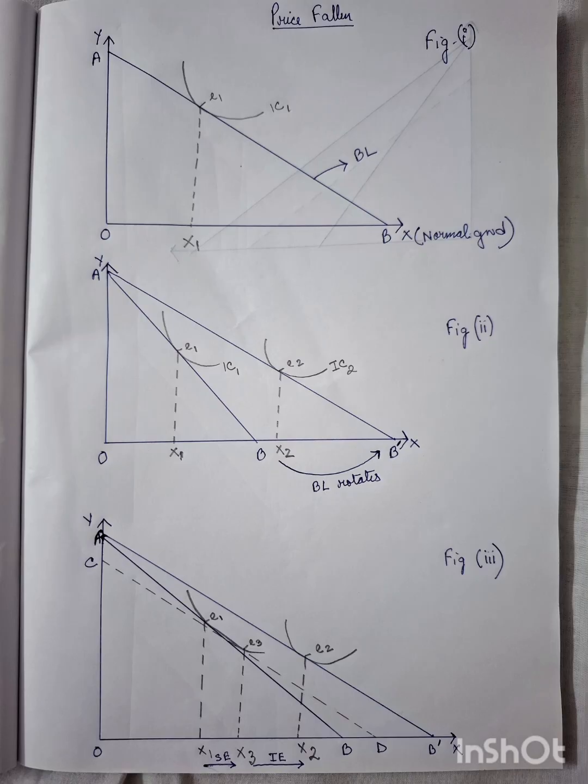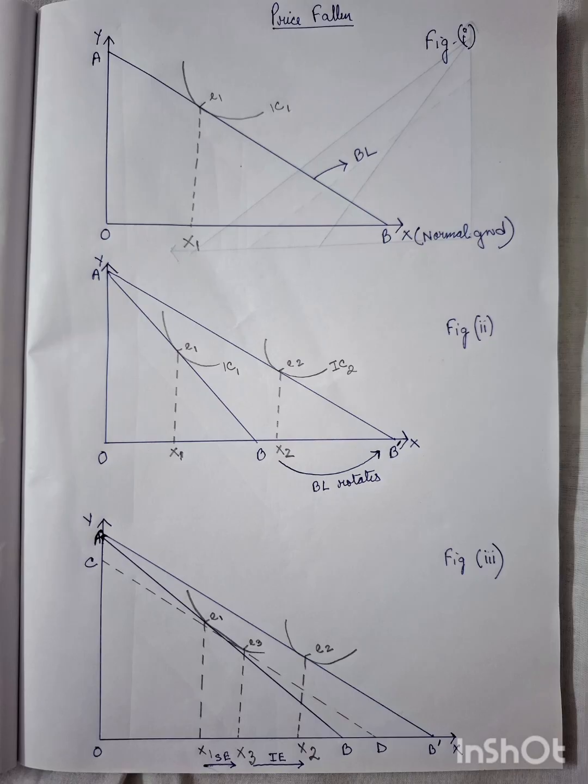Now, as we know, what the substitution effect shows is that with a fall in price, consumption would actually increase. So you can see from X1 to X3 consumption has increased. Similarly, in case of normal goods, we know that with a rise in income, consumption would increase. So see, when income rose from CD to AB dash, the consumption has increased from X3 to X2. That's the income effect. So that's how we can break down the price effect into the substitution effect and the income effect.